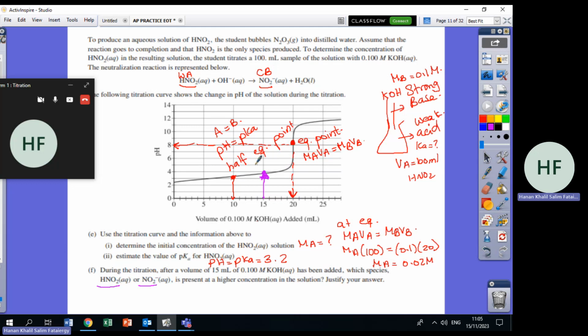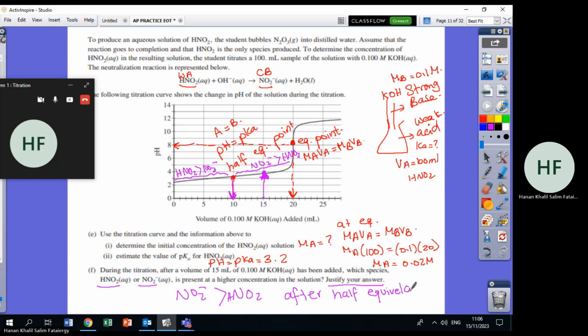If you remember, we said this region is a buffer. At the half equivalence point, the acid and the base are equal. Before the half equivalence, the acid is greater than the base, so in this region HNO2 is greater than NO2-. After the half equivalence it is the opposite: the base is greater than the acid, so NO2- is greater than HNO2. So at 15, NO2- is more than HNO2, because this is after the half equivalence point.